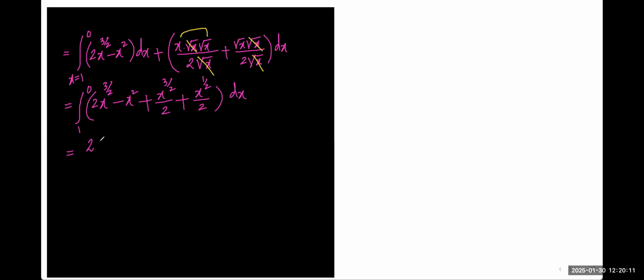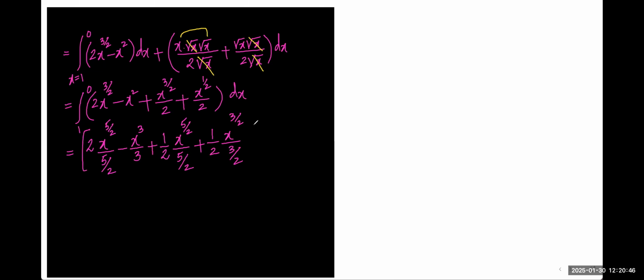2 as it is. X power 3 by 2 integration is x to the power of 5 by 2 by 5 by 2. N plus 1 by n plus 1 is the formula. Minus x square integration is x cube by 3, plus 1 by 2 we have, let us keep it as it is. This is n plus 1 by n plus 1, means 5 by 2 by 5 by 2, plus again 1 by 2 as it is. This is 1 by 2, means we can write it as x to the power of 3 by 2 by 3 by 2. And their limits are 1 to 0.